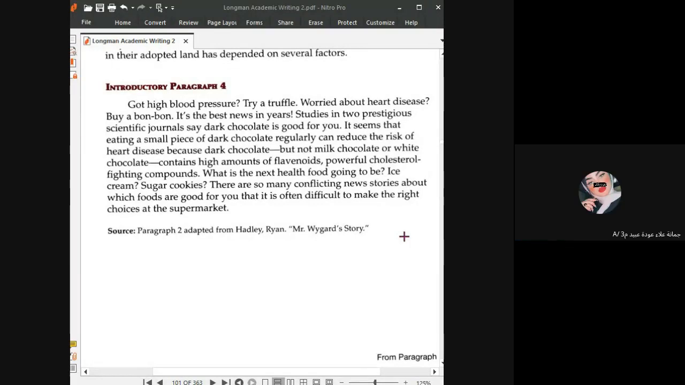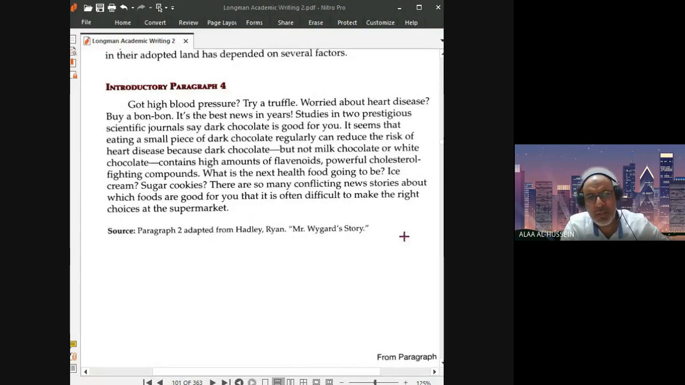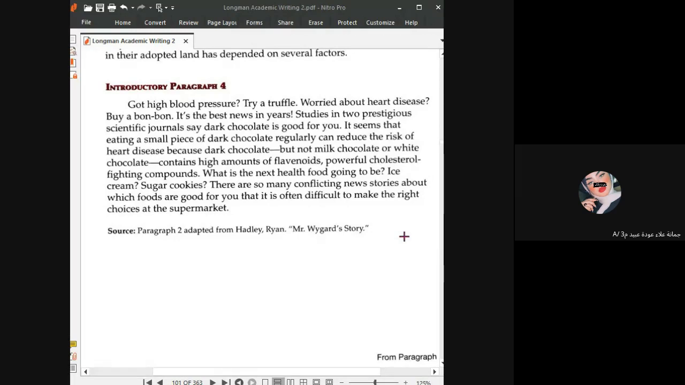What is the next health food going to be? Ice creams, sugar cookies. There are so many conflicting news stories about which foods are good for you that it is often difficult to make the right choices at the supermarket. Okay, thank you very much.